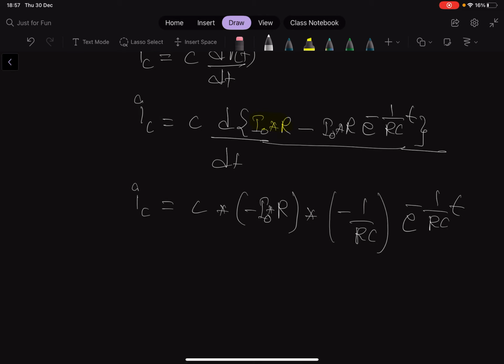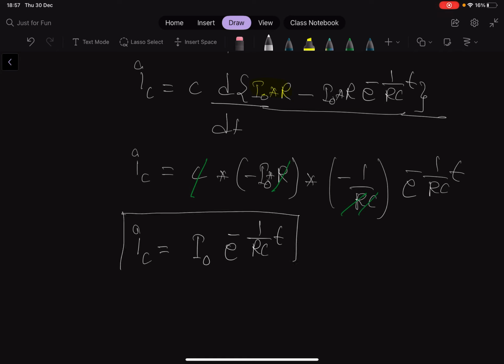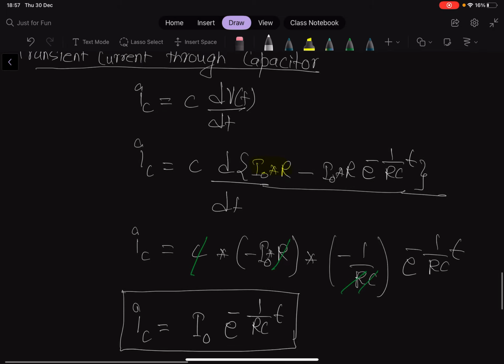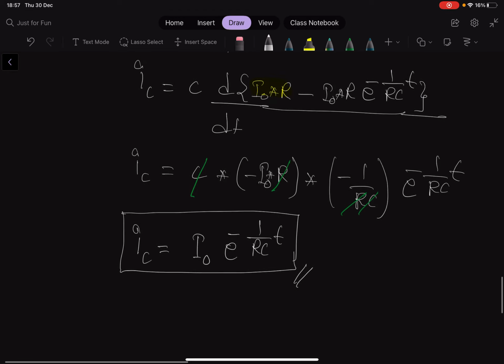So minus minus, they will cancel. C and C cancel, R and R cancel. So what do we get here then? We get IC equals, minus minus is going to be plus, I naught, and everything else cancels, e to the power minus 1 over RC t. And that is our expression for the transient current through the capacitor. And that's it for this video.